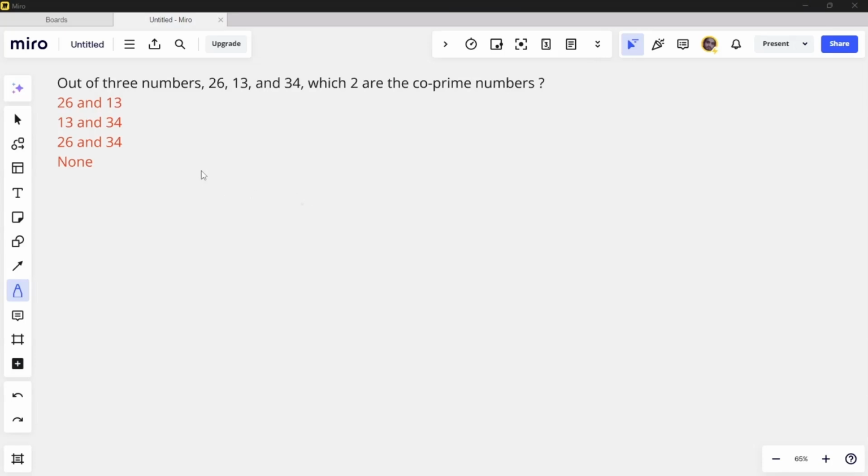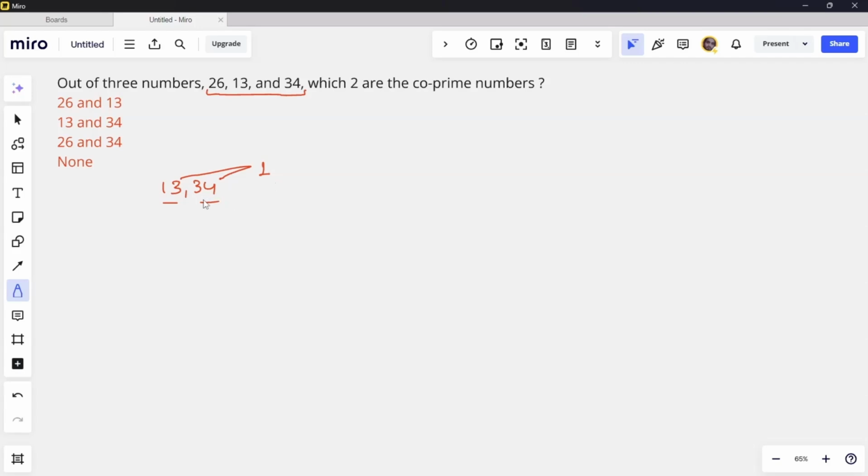So as you can see, this is our question. Out of 3 numbers, 26, 13 and 34, we have to tell what is the co-prime pair of these numbers. Okay, let me tell you what co-prime numbers are. Let's suppose this is 13 and 34. Is there any common factor except 1?